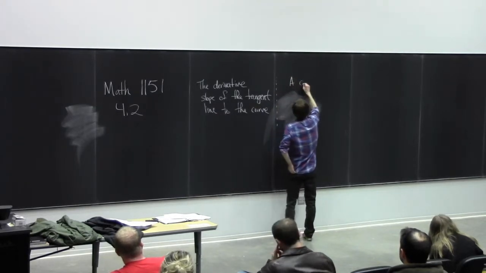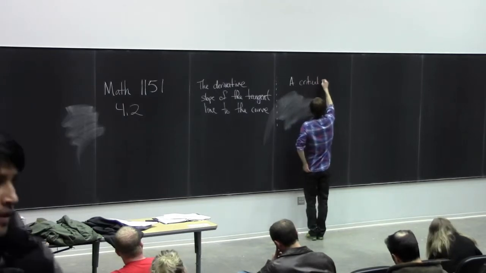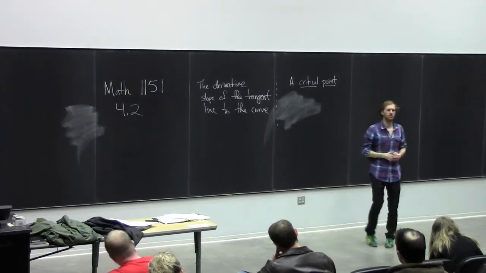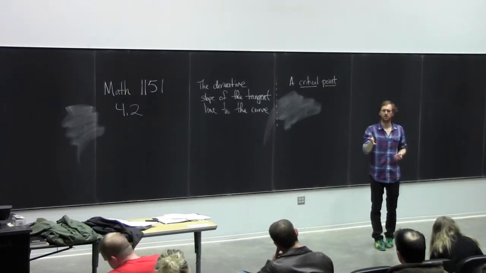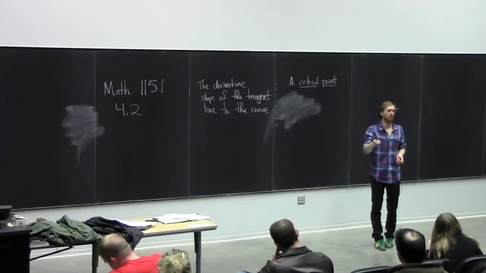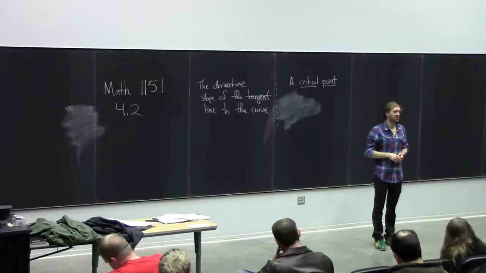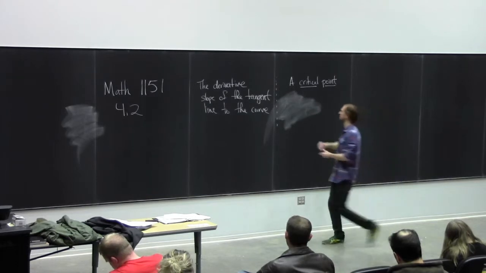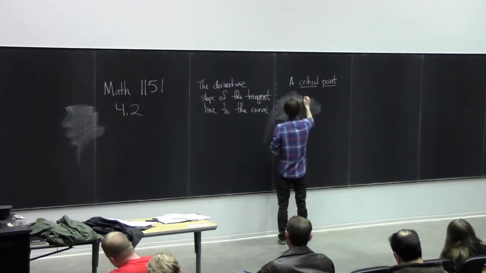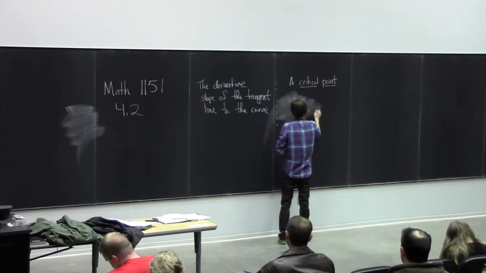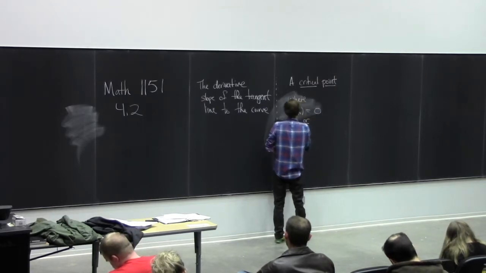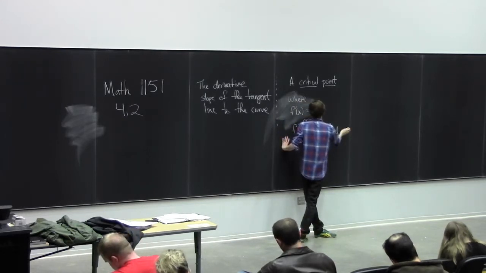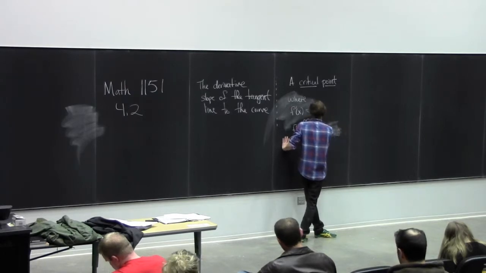A critical point. What's a critical point? It's where the derivative is 0. You know why you need to know this? Because if we ask you to find all critical points, and you don't know what a critical point is... It's where the slope is 0, where f prime of x equals 0, or f prime of x is undefined. Better yet, let's say it this way: does not exist.